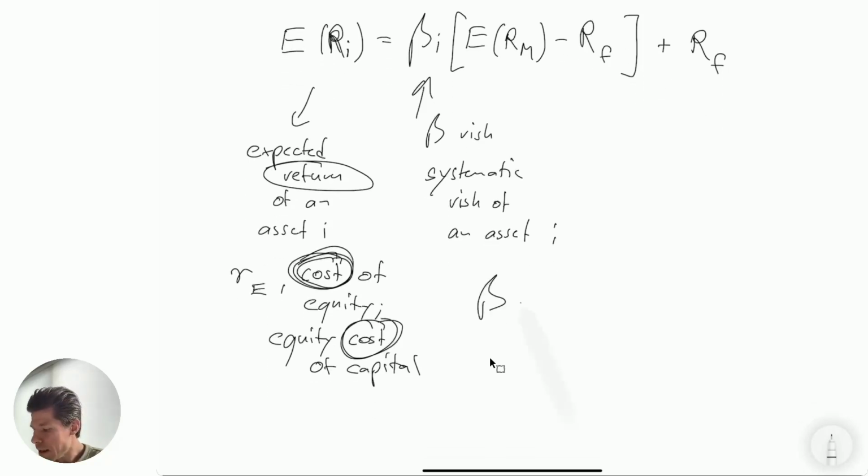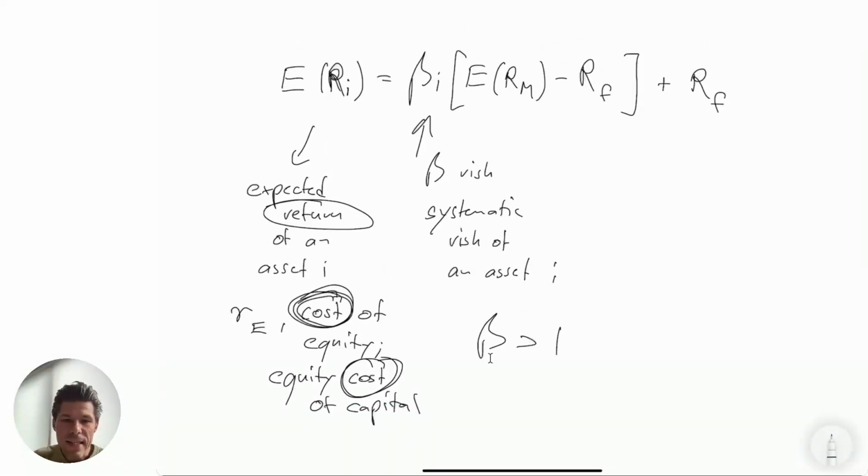If our beta is higher than 1, it means the asset is riskier than the market portfolio. If it's smaller than 1, then the asset is less risky than the market portfolio. And if it's equal to 1, then it means the asset, the company, is equal in risk to the market portfolio.